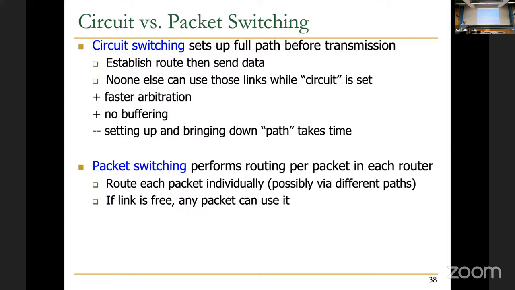Setting up and bringing down paths takes time. This is the downside of circuit switching. So circuit switching is usually good for scenarios where, once you establish a circuit from source to destination, you want to send a lot of data. Imagine huge messages, say a few megabytes. It's okay to spend some time establishing the path, and you can amortize that overhead by sending a few megabytes of data in the interconnection network. But if your messages are frequent and small, circuit switching is probably not good, because you need to frequently set up and bring down paths, and that has a lot of overhead.